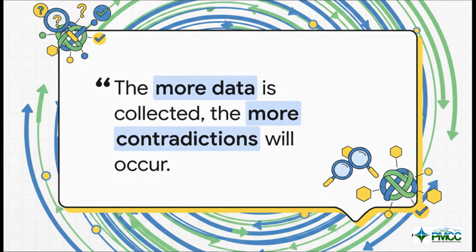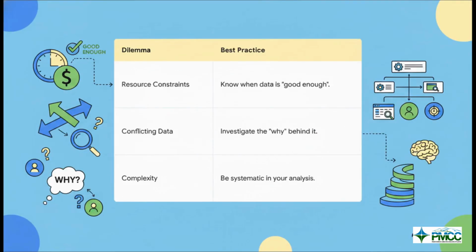But here's the secret. Don't freak out. Those contradictions aren't a sign of failure. They're actually an invitation to dig deeper. They often point you toward the most important and surprising insights. So the key is to be pragmatic. Look, triangulation takes time and money, so you have to know when to stop. When is your data good enough for what you need?